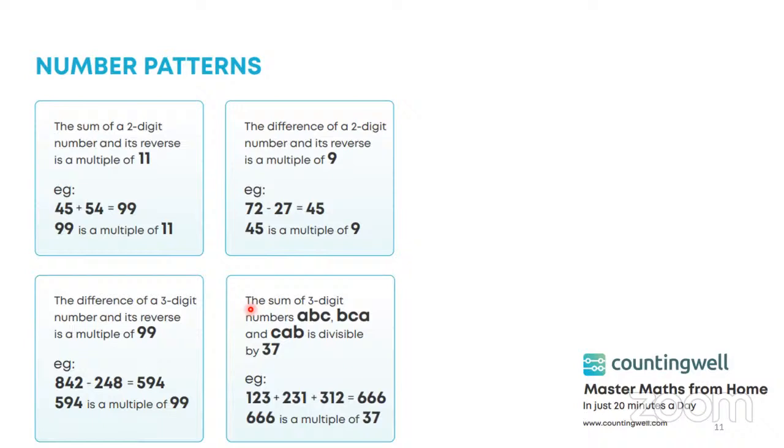For the sum of three-digit numbers ABC, BCA and CAB, you will get it divisible by 37. For example, if you have 123, 231 and 312, you will get 666. 666 is a multiple of 37. You have to take care for the sum of three-digit numbers here. We will also see what are the common mistakes students make for this number pattern.